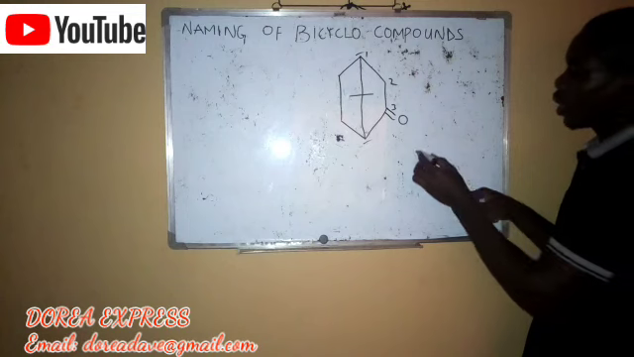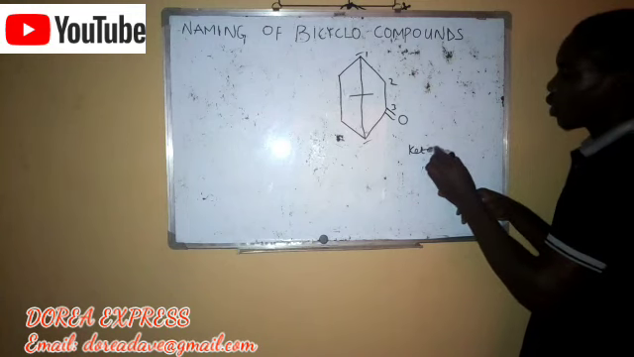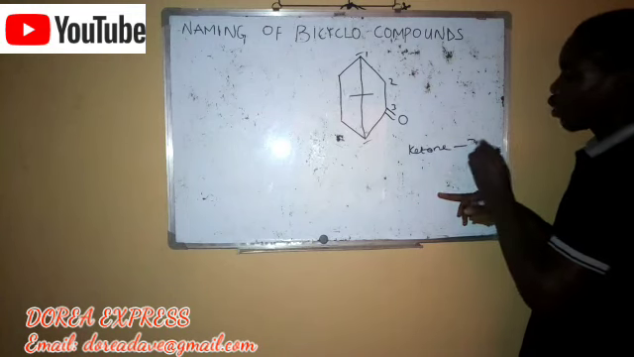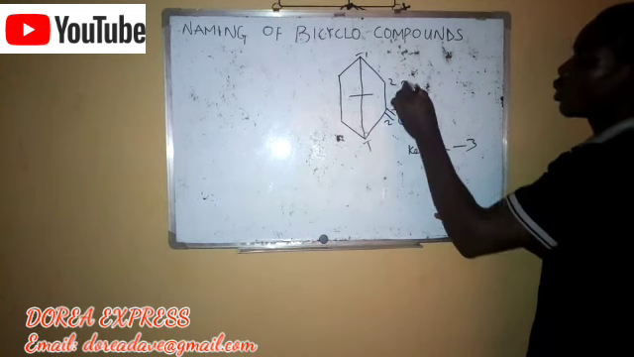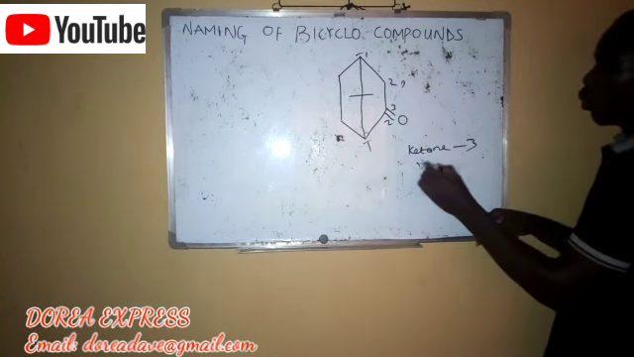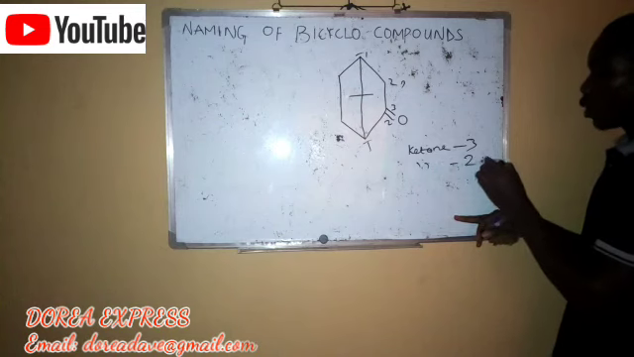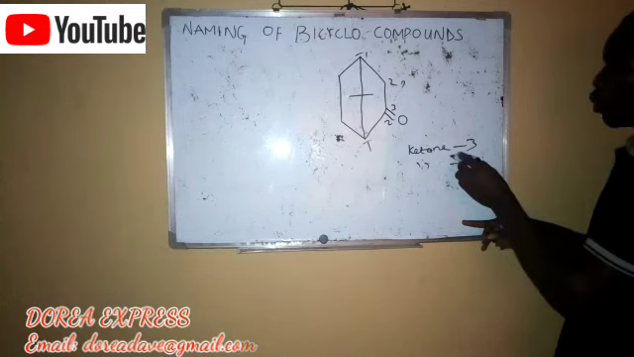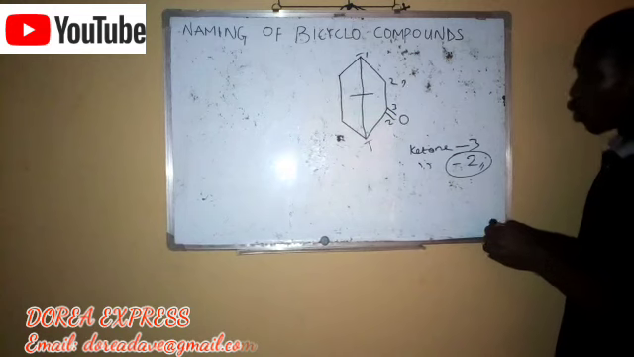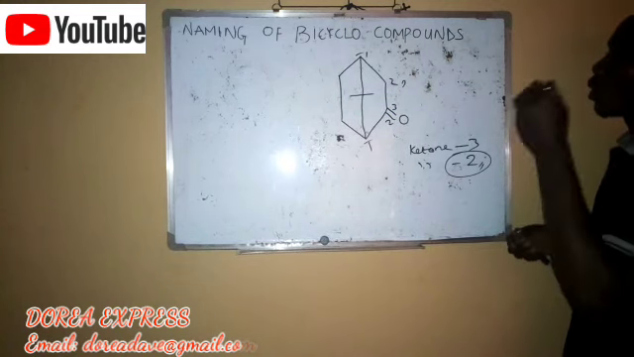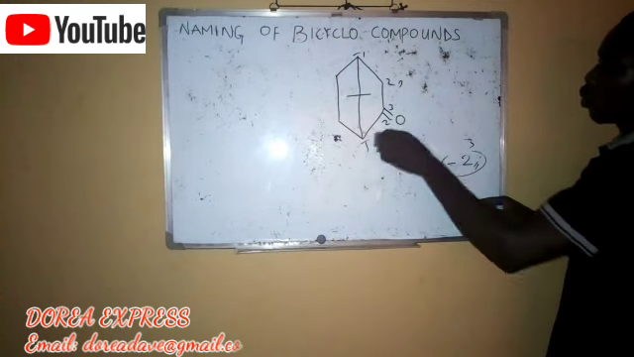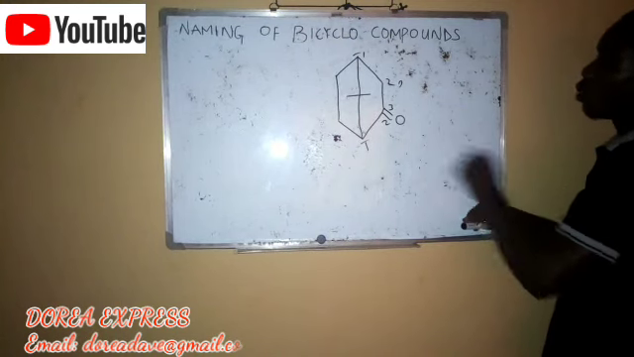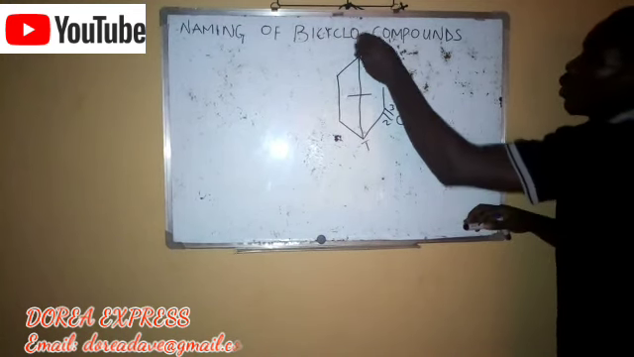So we can see that the ketone is at the number 3 position. But if we number from here, 1, 2, 3, we'll see that the ketone group is at the number 2 position. So we go with number 2 because we follow the shortest path. So we are going to number it this way instead of numbering it the other way around.